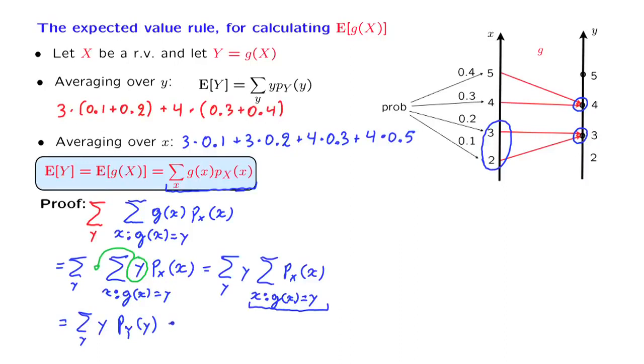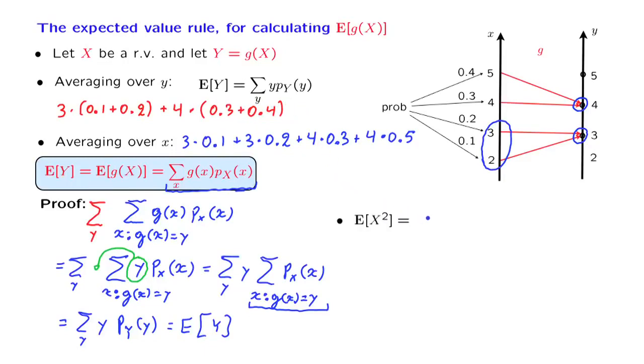But what we have now is just the definition of the expected value of y. And this concludes the proof that this expression, as given by the expected value rule, gives us the same answer as the original definition of the expected value of y. Now, before closing, a few observations.